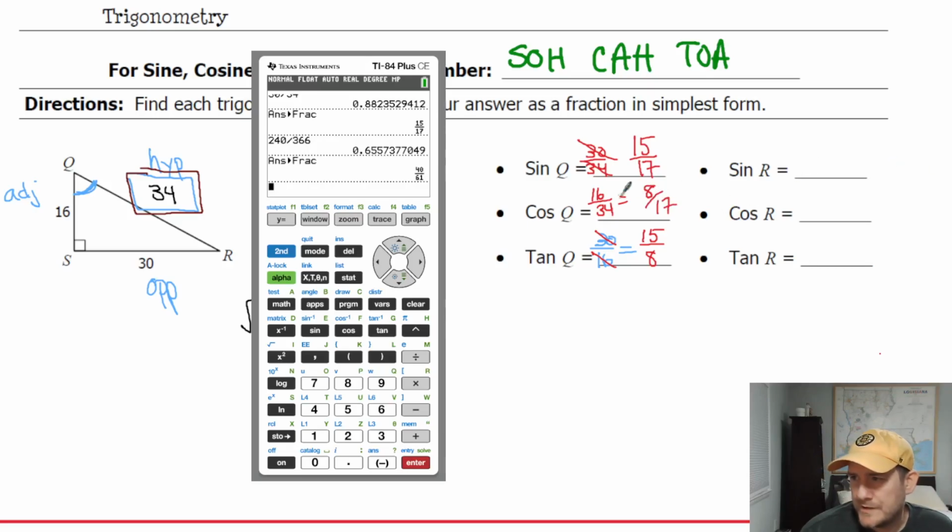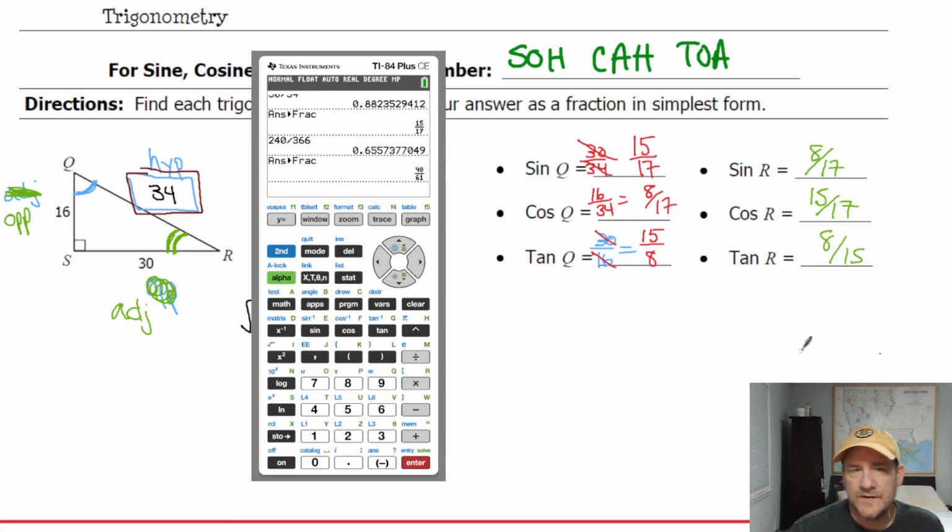Alright, and from here what I hope a lot of people remember is that if we switched over now to angle R, then the side that used to be adjacent is now opposite. The side that used to be opposite is now adjacent. And that means that the sine and the cosine switch. So if cosine of Q was 8 over 17, you know that the sine of R is going to be 8 over 17. And if sine of Q was 15 over 17, then cosine will now be 15 over 17. And what happens to tangent is you get the reciprocal. So instead of 15 over 8, you get 8 over 15. But you can find those values pretty quickly if you remember that rule.